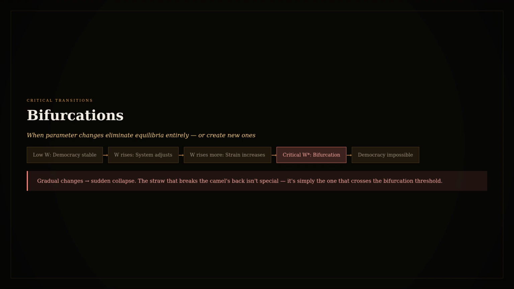Before it, democracy is possible. After it, democracy is mathematically impossible given the system's parameters. Bifurcations explain why gradual changes can produce sudden collapses. The straw that breaks the camel's back isn't special. It's simply the straw that crosses a bifurcation threshold. In political terms, rising inequality doesn't linearly erode democracy. It does nothing visible until suddenly it destroys the possibility of democratic equilibrium entirely.